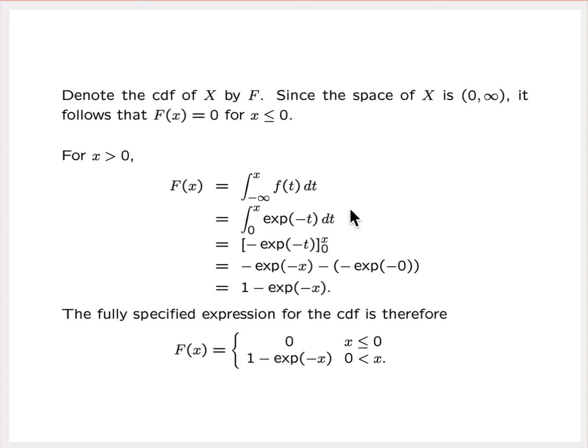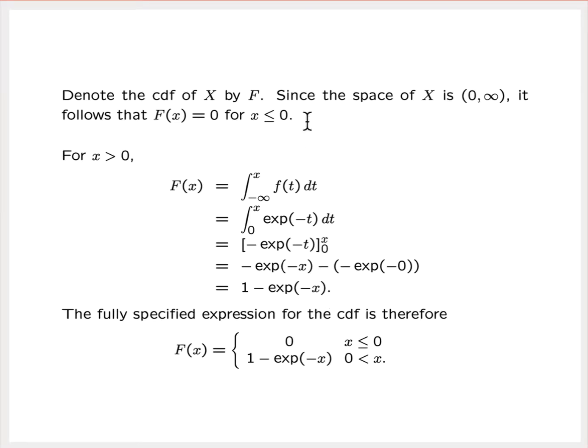Now, this simplifies to the integral from 0 up to x of e to the negative t dt. Now again, using the mathematical result that we talked about, by the fundamental theorem of calculus, this definite integral is just equal to the antiderivative of the integrand, evaluated at the upper endpoint and the lower endpoint, and we take the difference between the two. And so that turns out to be 1 minus e to the negative x power.